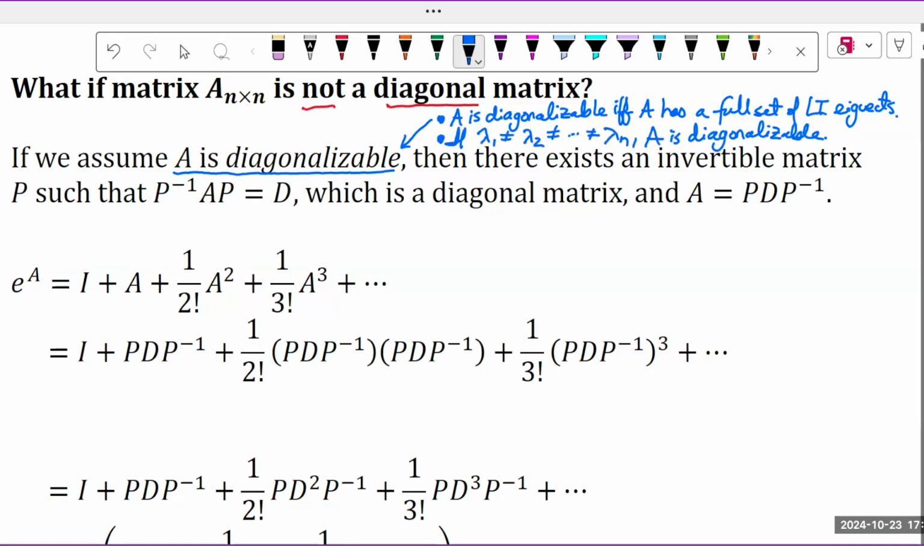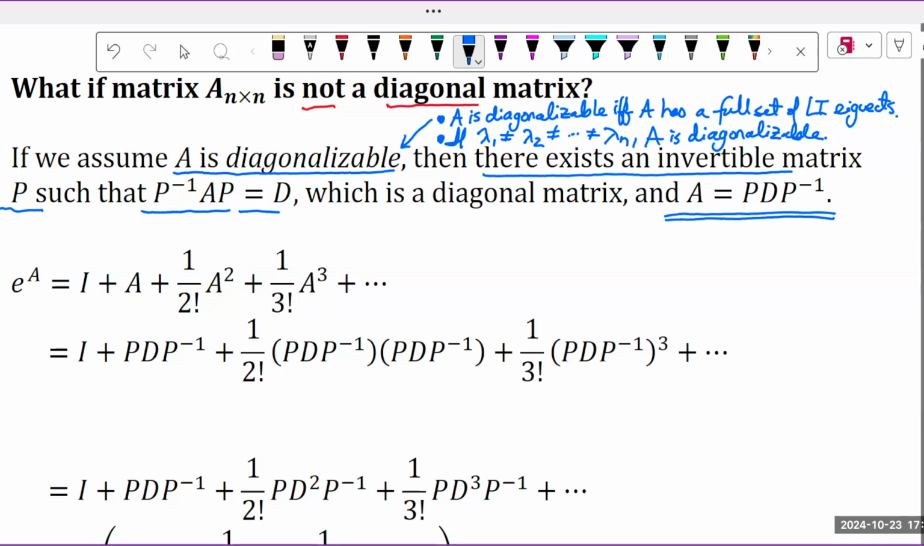So why is it useful to have a diagonalizable matrix? It means that there will exist some invertible matrix that we'll call P, so that when you take the inverse of P, multiply that by A, and then multiply again by P, we're going to turn that into a diagonal matrix. In other words, the matrix A itself can be written as P times a diagonal matrix times P inverse.